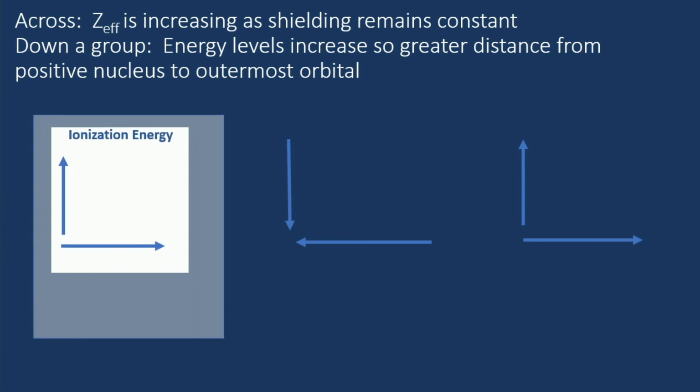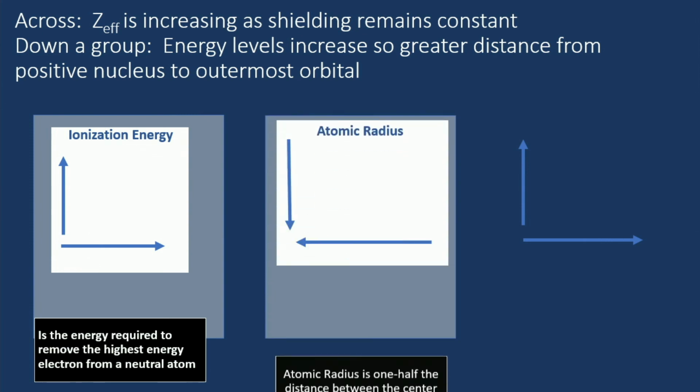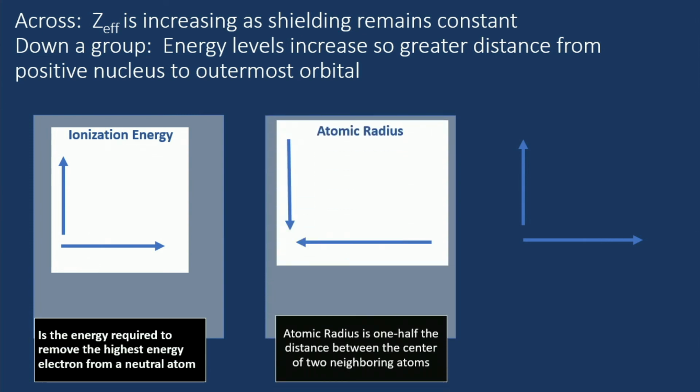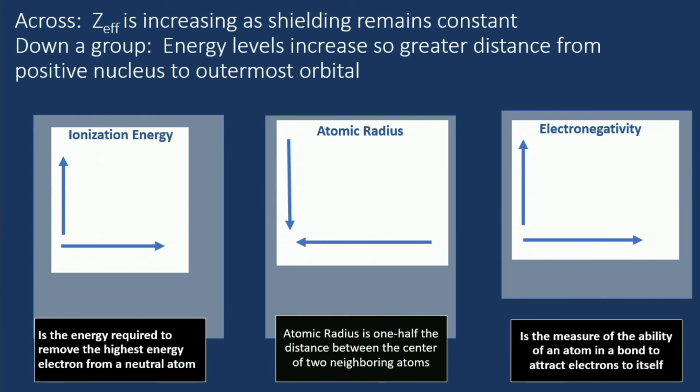Again, our definitions: ionization energy is the energy required to remove the highest energy electron from a neutral atom. Atomic radius is 1/2 of the distance between the center of two neighboring atoms. And electronegativity is a measure of the ability of an atom in a bond to attract electrons to itself.